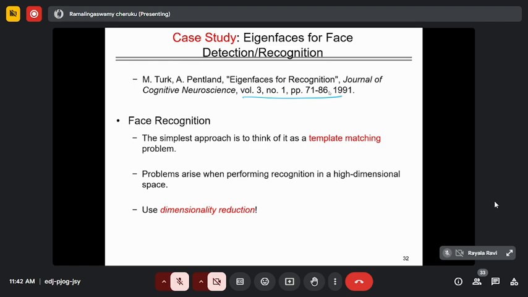I told you that one of the limitations when you want to apply PCA is that the face should be centered. Then only it will detect it. Otherwise, it will detect, but the accuracy is very low. The problems arise when we are performing recognition in high dimensional space, so we use dimensionality reduction.